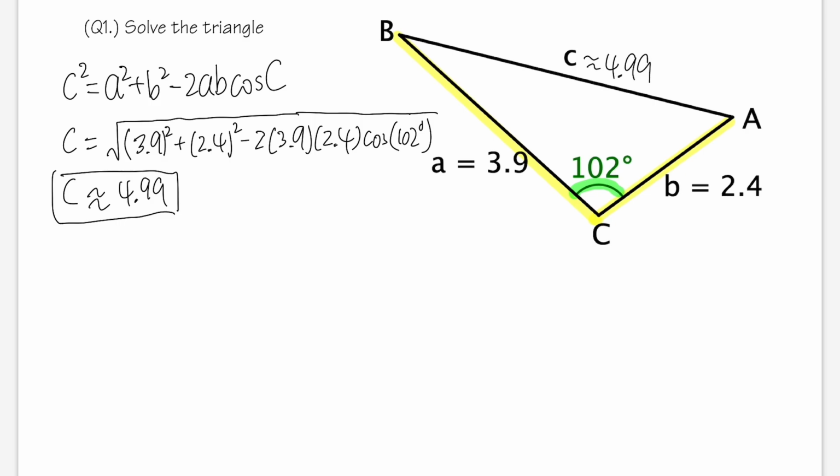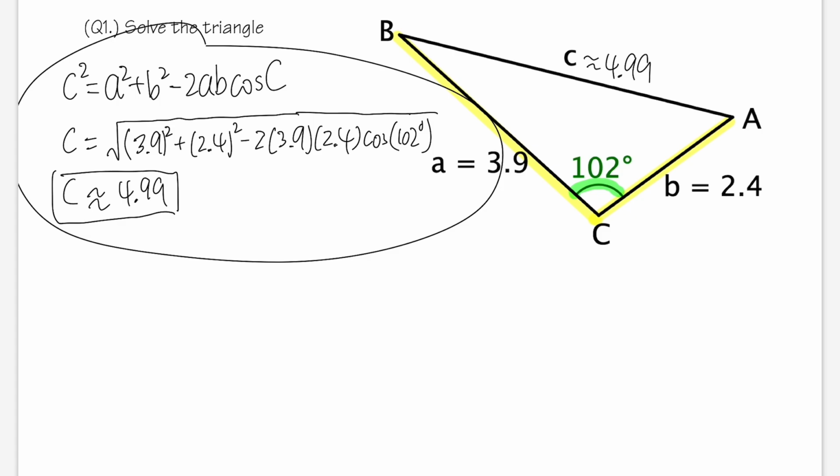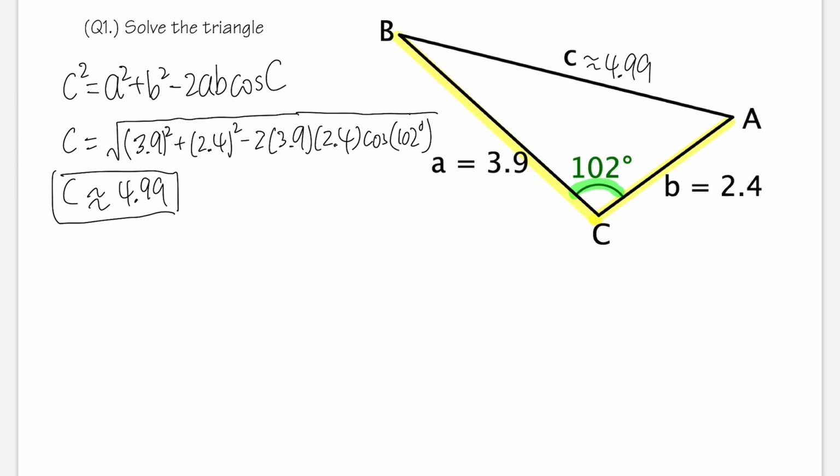Now, with that being done, we can figure out A and B. And you don't really have to go through the law of cosine anymore because you can just use the law of sine from the previous video. So let's go ahead and do that. Suppose I want to find out A right here. Well, for A, we can use this side, which is 3.9, and then A, and then we can also use C and C. So let me write that down for you guys. For that, we can say sine A over little a equals sine C over C.